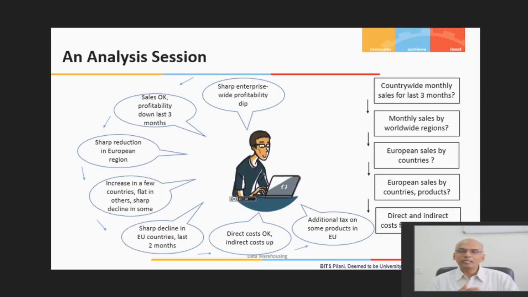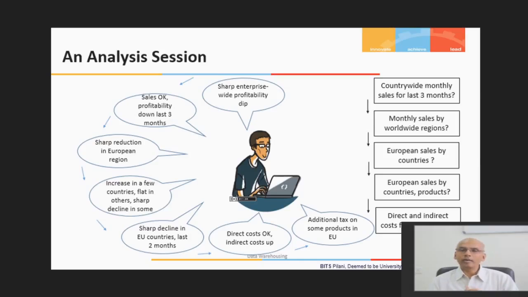Then they would look at how it is that Europe is contributing so low profit. Is it based on something in a particular country, or is it broad? So they wanted to analyze it with respect to the countries, and the answer that they get is that for some countries it is unchanged, but for some other countries there is a sharp decline. So then they started looking at what those countries are. All those countries fall into one group, which is the European Union. As you know, all the countries in Europe are not part of the European Union.